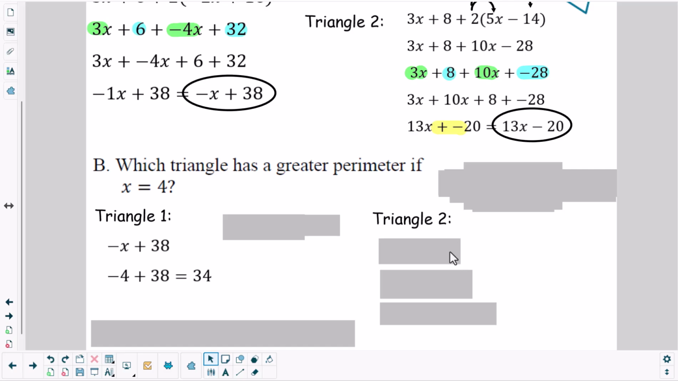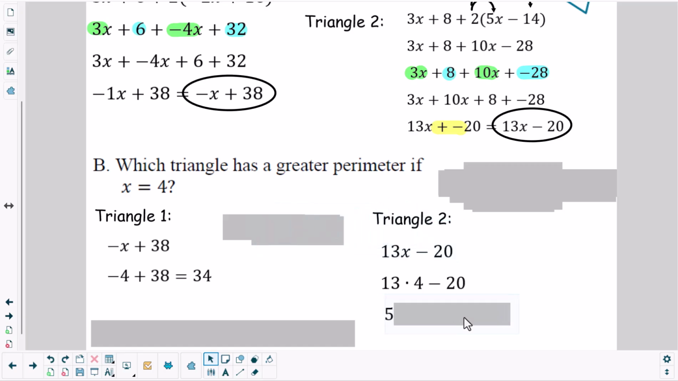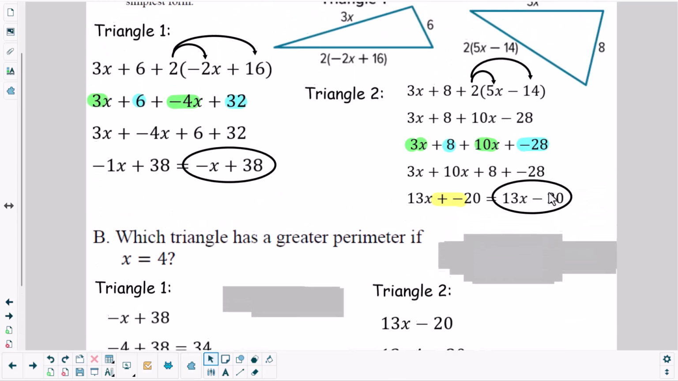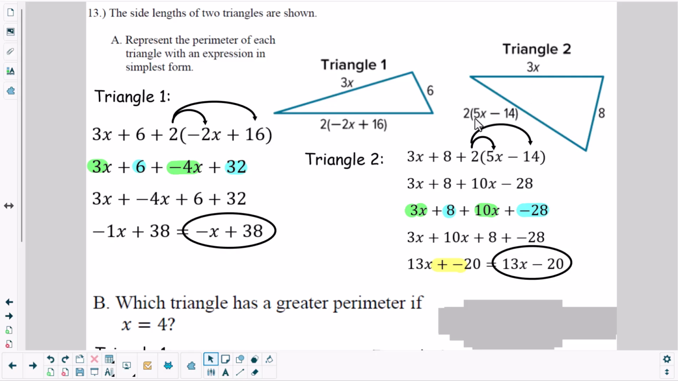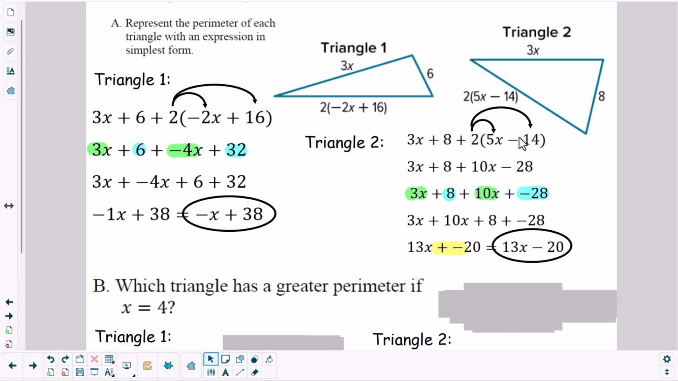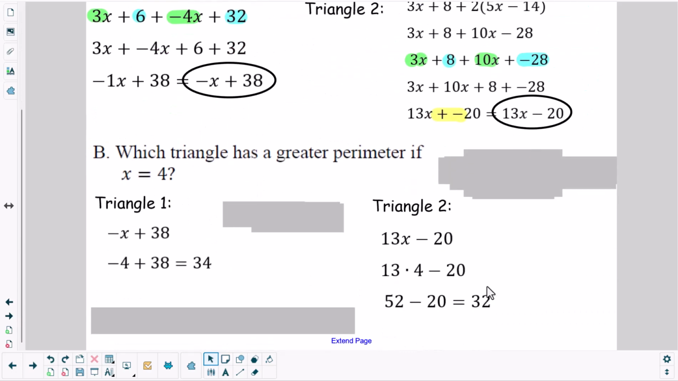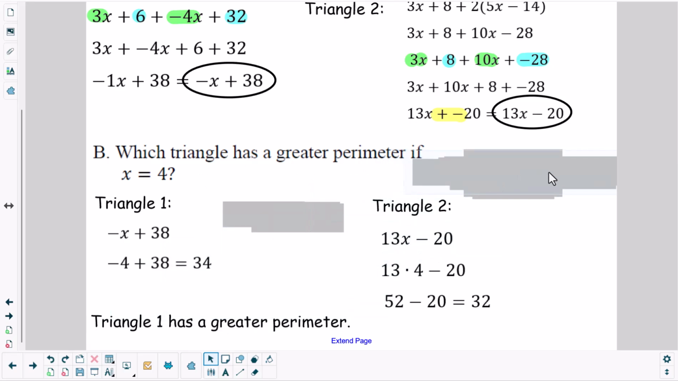For triangle 2, we had the expression 13x minus 20, so replace x with 4 and do 13 times 4 minus 20. That will get us 52 minus 20, which is 32. Again, we can go back and replace x with 4 to find each of these missing side lengths and then add them all together, especially if we want to double check our answer, but it will be 32. Now, which triangle has a greater perimeter? Well, triangle 1 does when x equals 4. It's 2 more than it is for triangle 2, so triangle 1 has a greater perimeter.